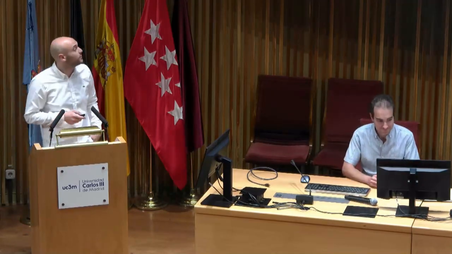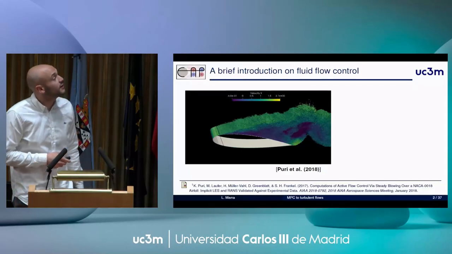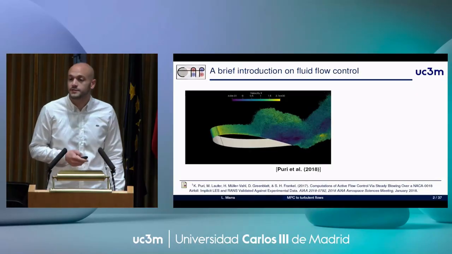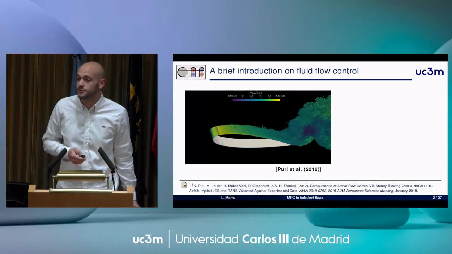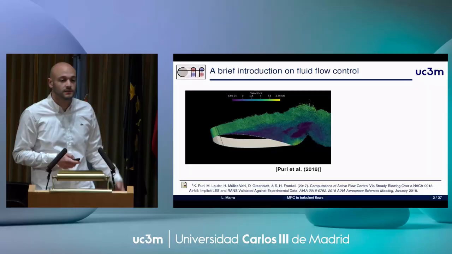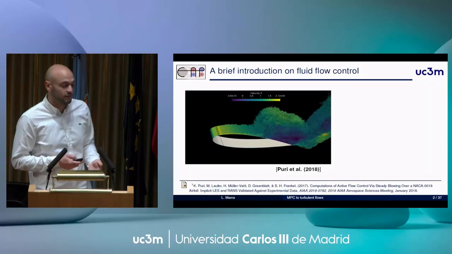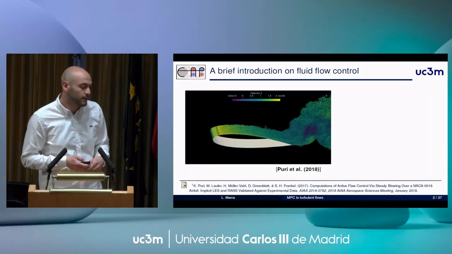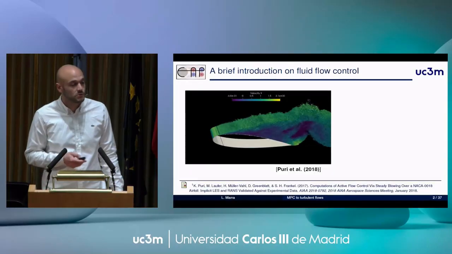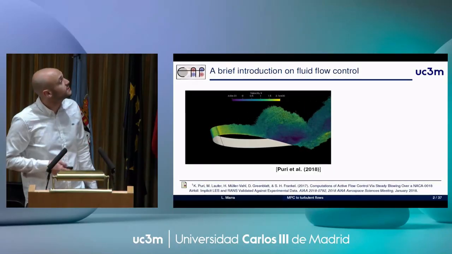Good morning, everyone. So I want to introduce you to the development of my doctoral thesis, which is entitled Model Predictive Control Applied to Turbulent Flows. As is already clear from the title, the focus of the thesis is developing flow control strategies, where controlling a flow means the ability to manipulate a flow in order to achieve a specific target. So, to make a more practical example, let's look at this image.